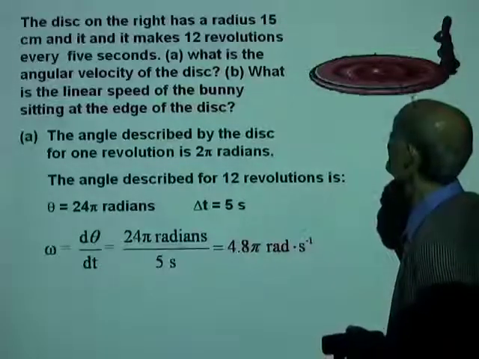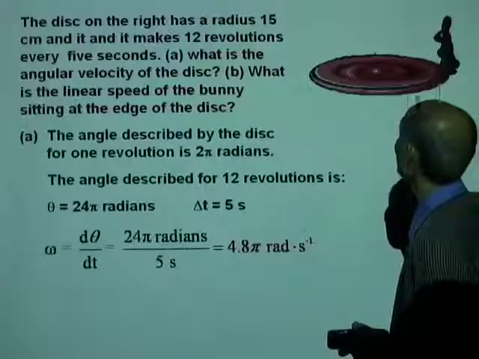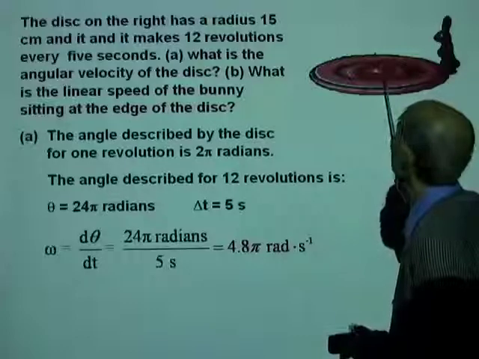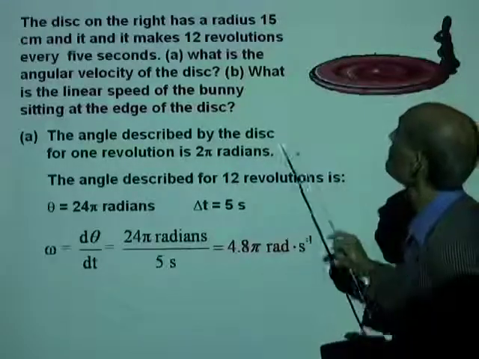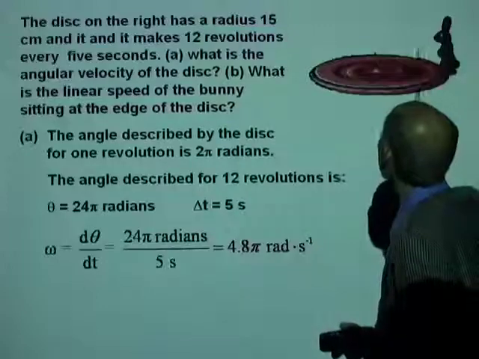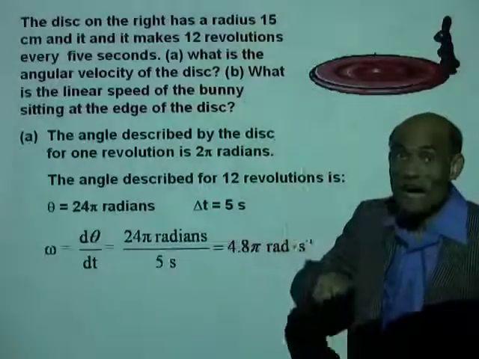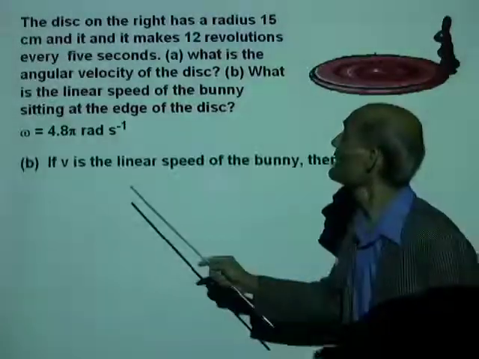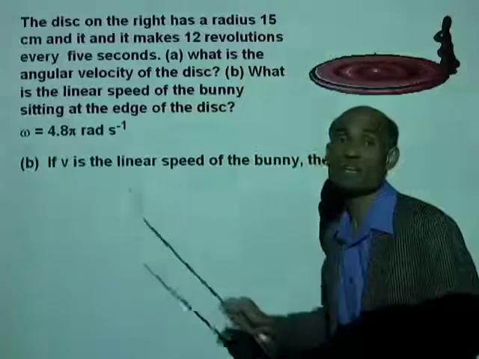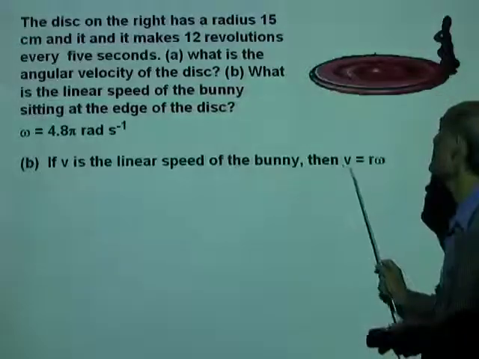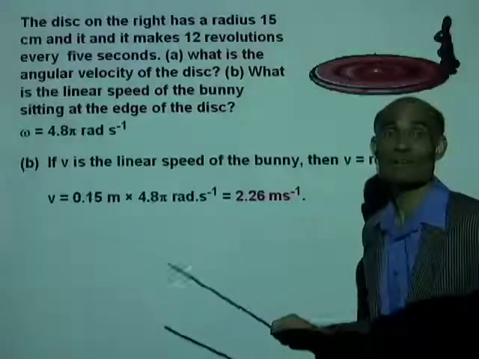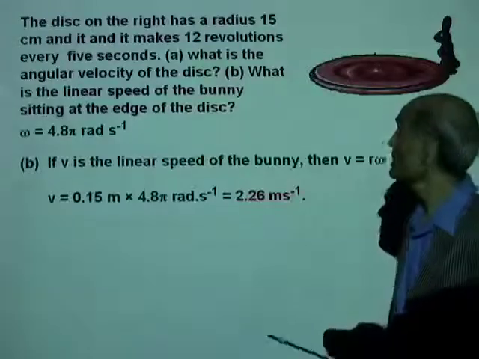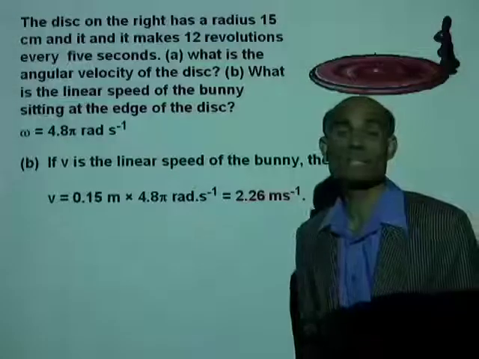And now, what is the linear speed of the bunny? The bunny is sitting at the edge. That means the radius of the bunny's circular track is 15 centimeters. Therefore, v equals r omega. If v is the linear speed of the bunny, then v equals r omega, which gives you v equal to 2.26 meters per second.